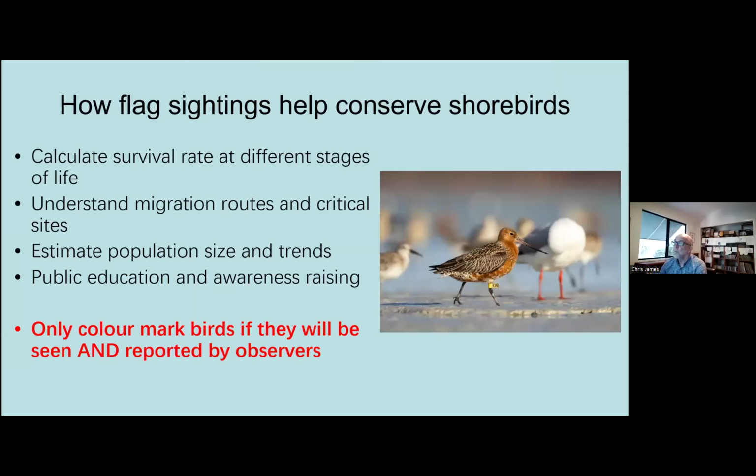So, flag sightings can help conserve shorebirds. We don't just want to band them for the science, we want to try and conserve them. That is the big challenge, but there are a number of ways that mark resighting projects can assist and help towards the conservation of shorebirds. So only colour mark your birds if they will be seen and reported by observers.